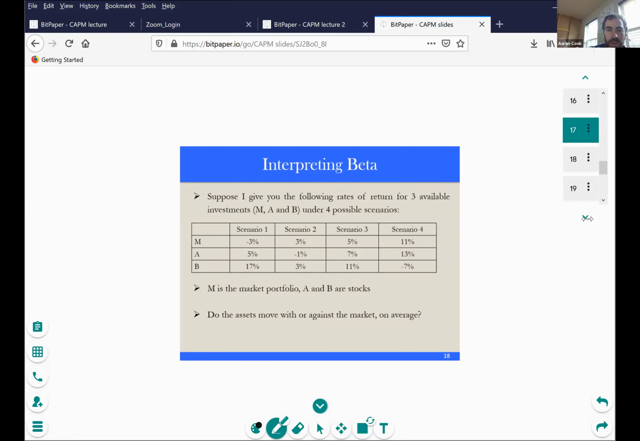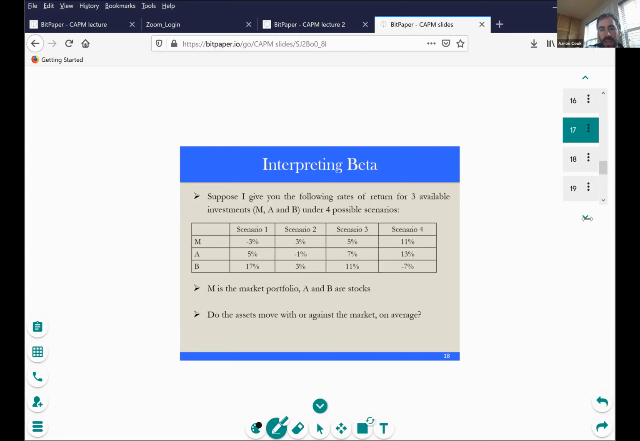In this case, we're going to have a world where there are only four possible states of the world. We have four different scenarios: scenario 1, 2, 3, and 4. And we have three investments. One of them is M, the market, a balanced portfolio of the market as a whole. Another one is individual stock A, and the other is individual stock B.